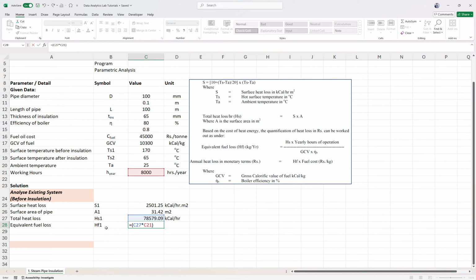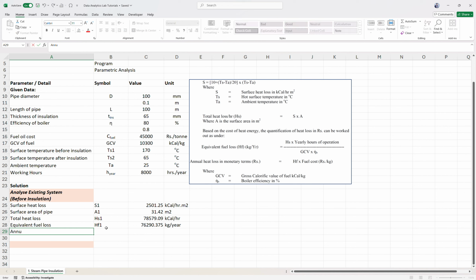Hours of operation now divided by, I will again open a bracket for denominator. GCV of the fuel 10,300 I have selected into boiler efficiency. Again, there are two values available, but I know I have to select 0.8. Now I will close the bracket. My equation is complete. I will press tab. 76290.375 kg per year is the fuel loss.